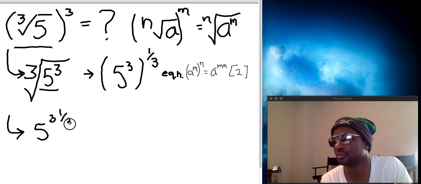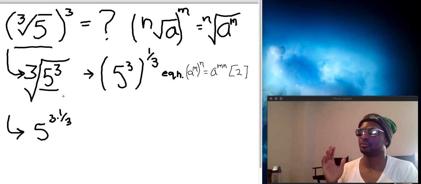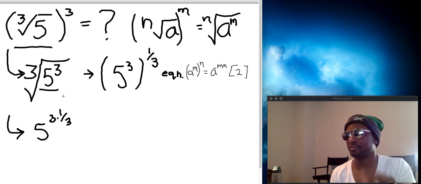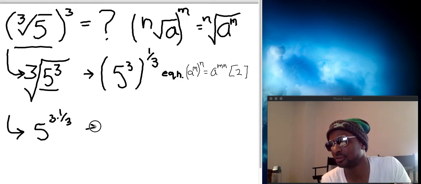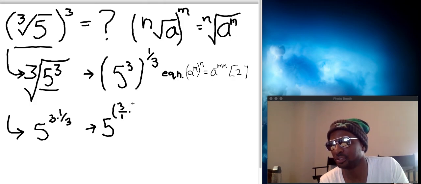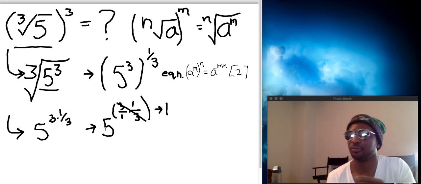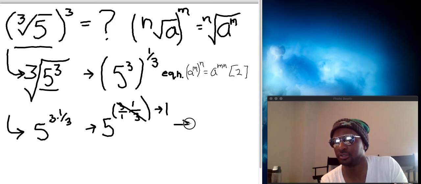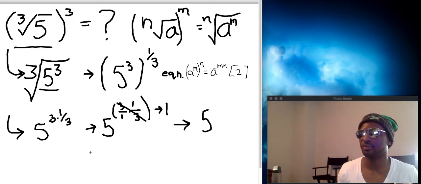So it's 5 to the 3 times 1 over 3. And that's the same thing as saying 5 to the 3 over 1, because 3 over 1 is just 3. I'm just doing this so you guys can see easier what we're going to be doing. You can see the 3's cancel, and you just have 1. So 5 to the 1 is just equal to 5. So that's our answer for that one.